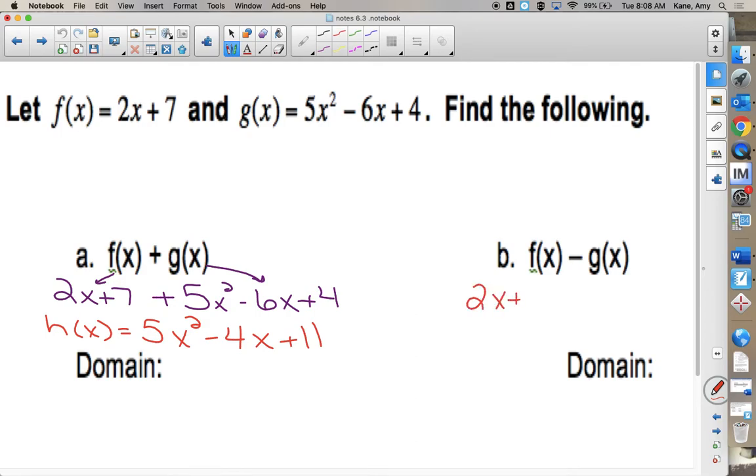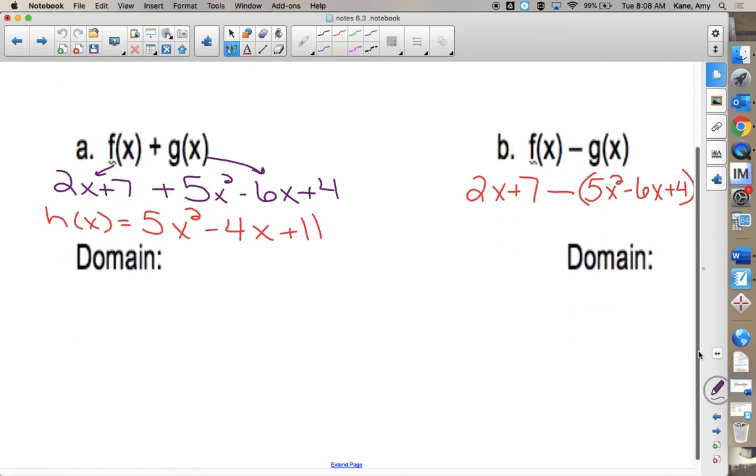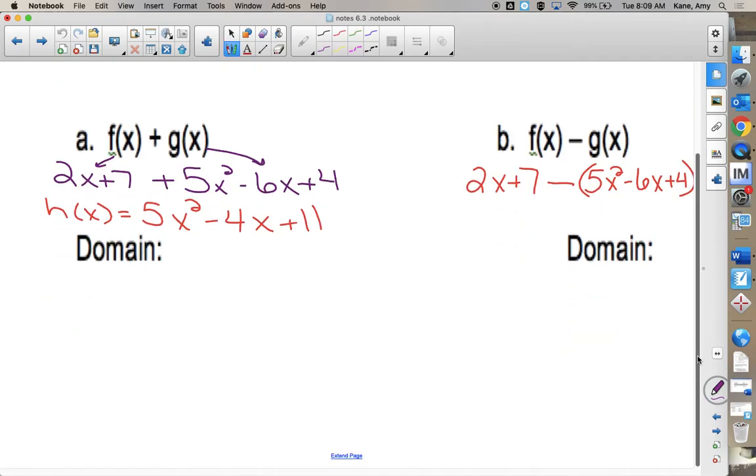So 2x plus 7 minus, because you're subtracting a whole quantity, we have to subtract the 5x squared minus 6x plus 4. Subtraction is where the easiest mistake happens because you forget that you're subtracting all of the function, and a lot of people just want to subtract that first term. All of it gets subtracted. So Gavin, if you subtract that second function, our new function for h becomes negative 5x squared plus 9 plus 7. Nice job.